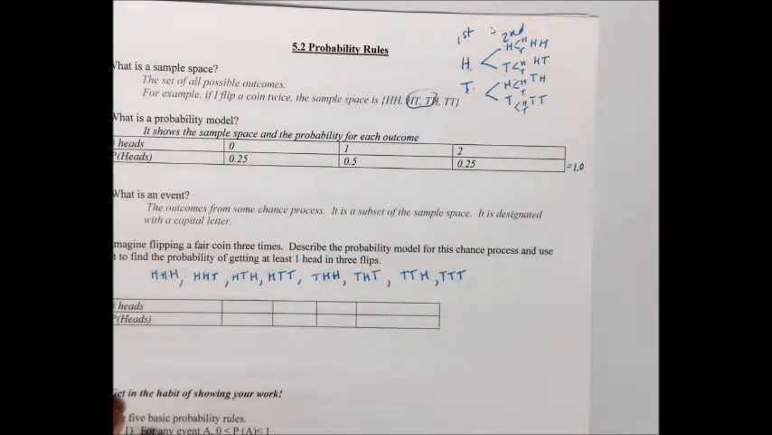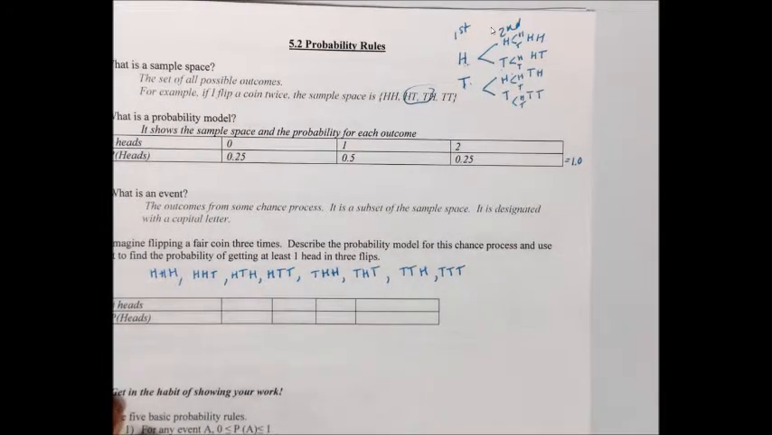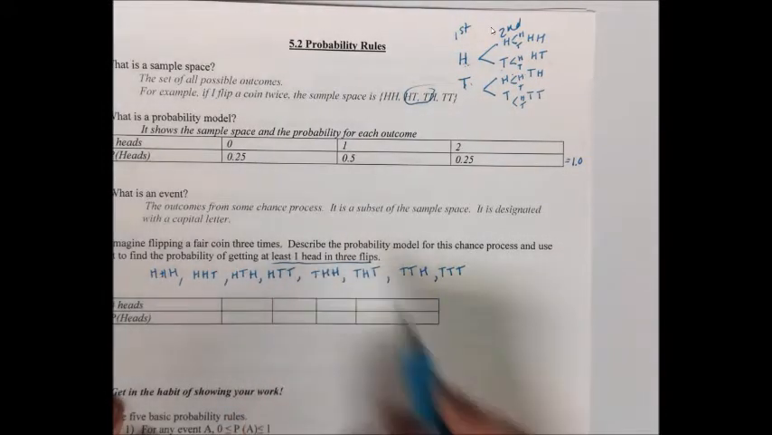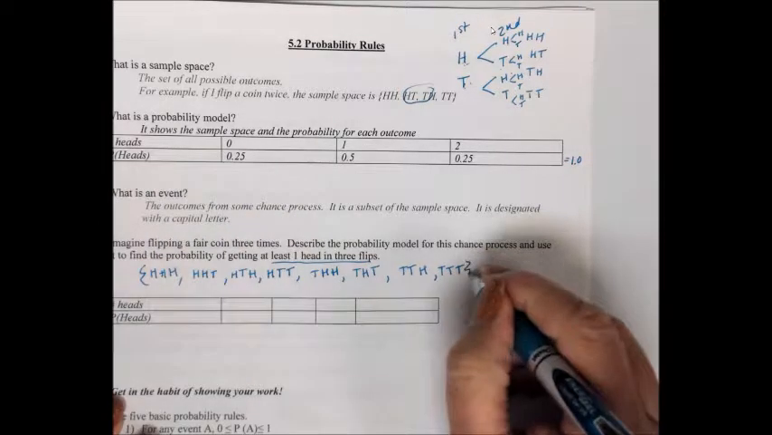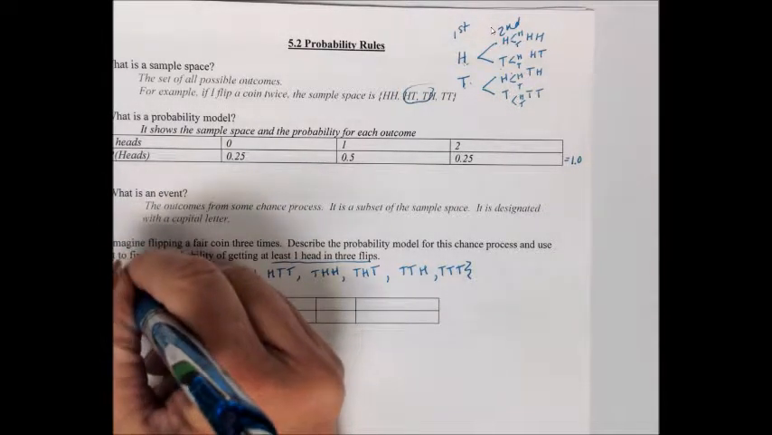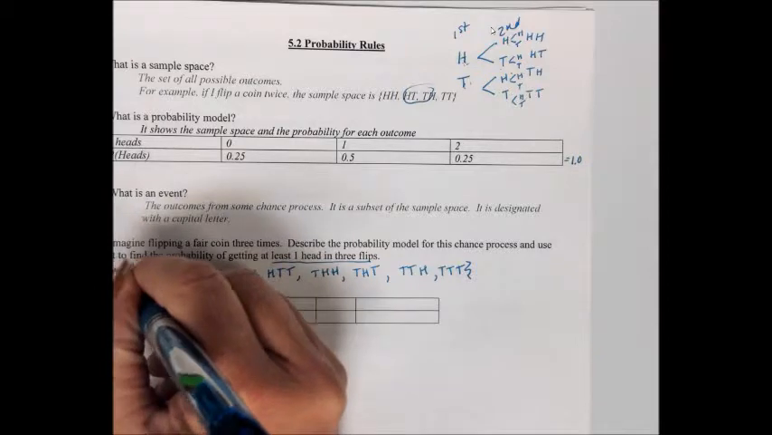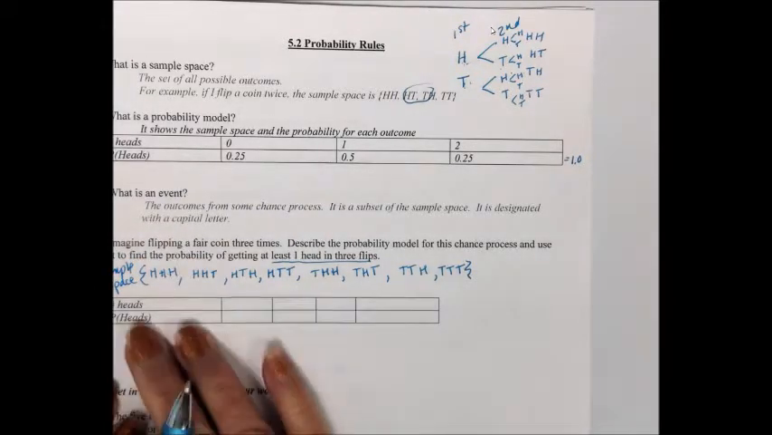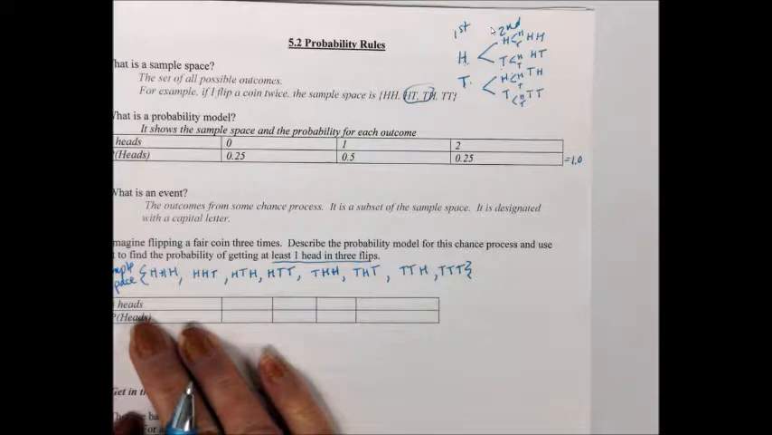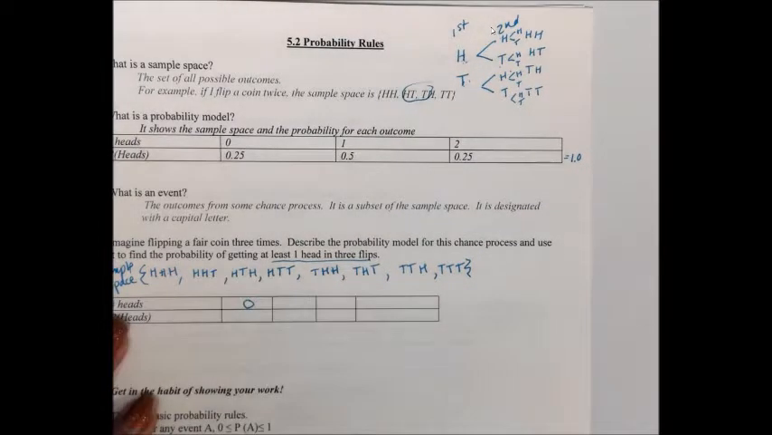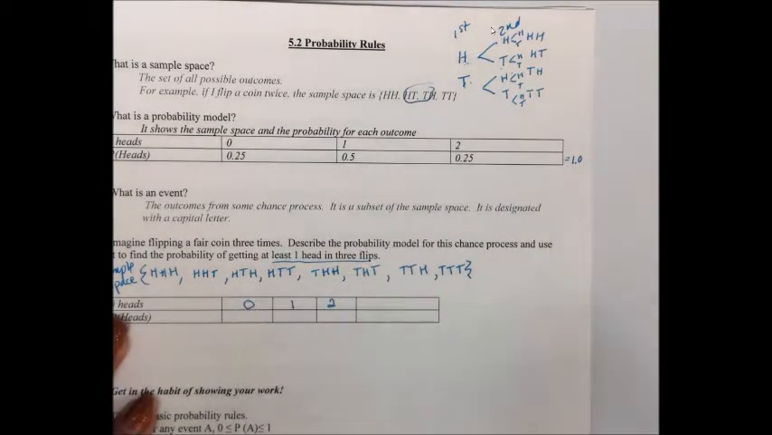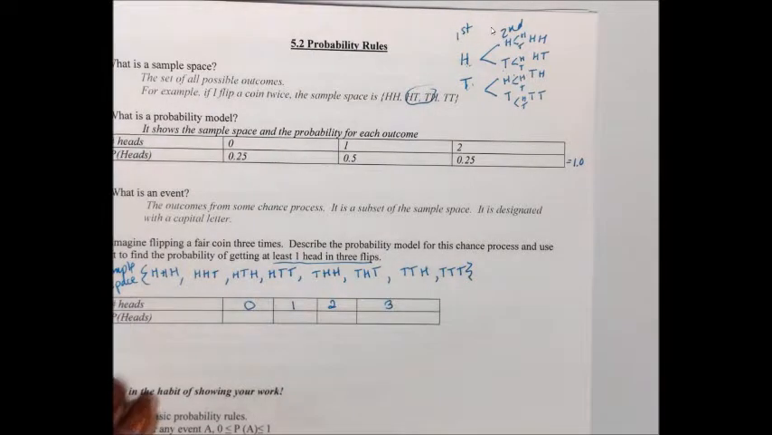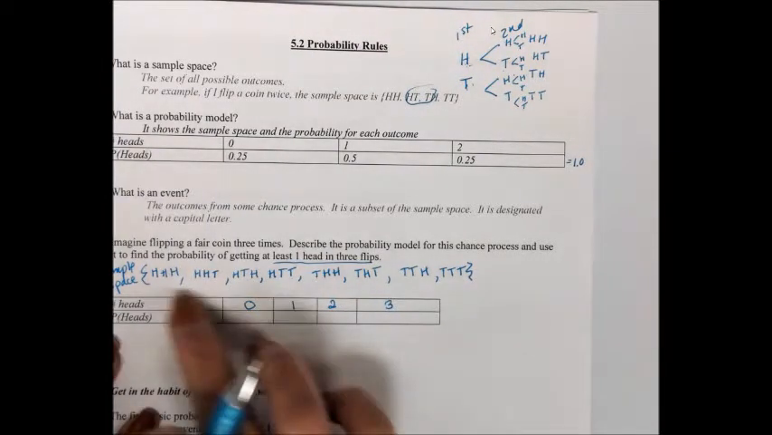So describe the model and use it to find the probability of getting at least 1 head in 3 flips. First of all, this is my sample space. Again, if I'm flipping it 3 times, what are the possible outcomes? If I'm looking for the number of heads, it's possible that I'd get 0 heads out of the 3. I could get 1 head out of the 3 tosses. I could get 2, or all 3 could be heads. Now those are my possibilities. Again, this is now out of 8.